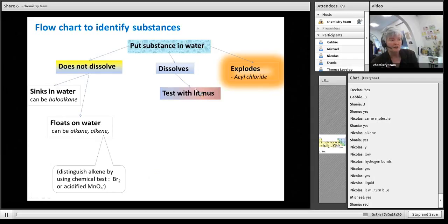Otherwise, if it dissolves, you test with litmus, and you test with blue litmus and red litmus. If you just say, I put red litmus in and it just stayed red, you don't know if it's an acid or if it's neutral. So test with blue and red.